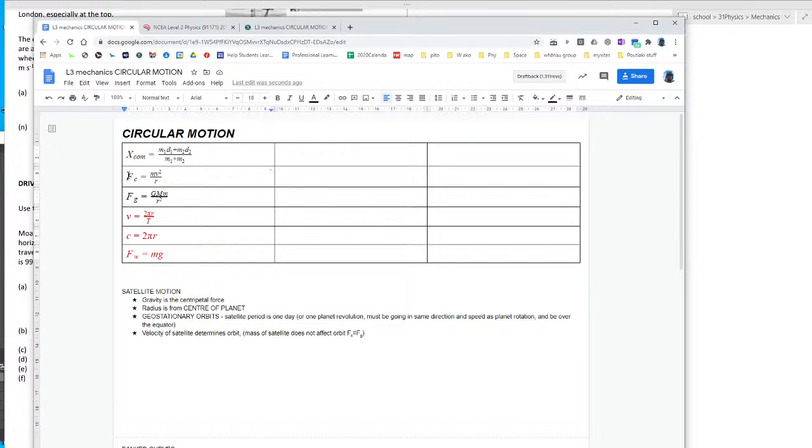This is the centripetal force equation. The centripetal force is equal to the mass times the square of the velocity divided by the radius of the circle. We've got our gravitational force equation here. We've got our gravitational constant, which is given to you on your resource sheet, multiplied by the mass of one object, the thing that's being orbited, and the mass of the thing that's doing the orbiting, over the radius squared between the two.